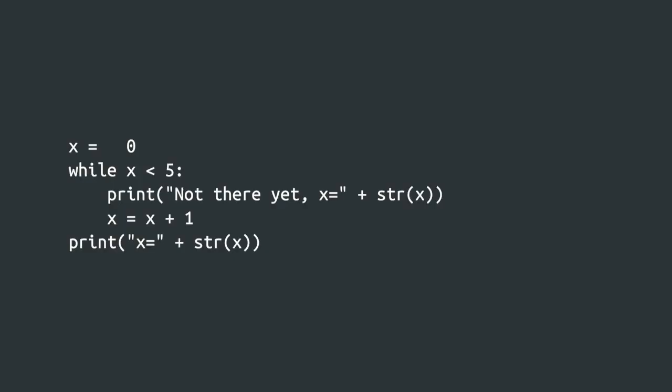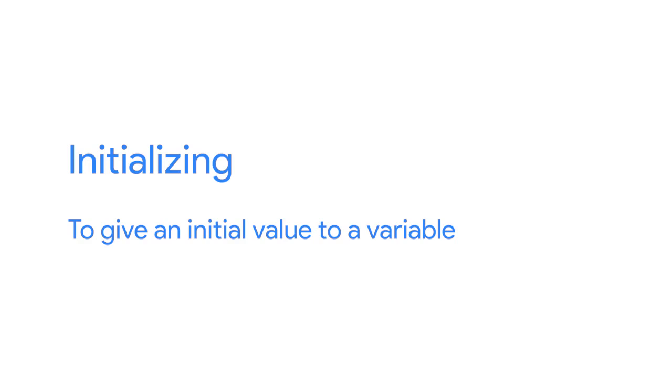Check out this program. Can you guess what it does? Before we execute it to find out, let's go through it together line by line. In the first line, we're assigning the value of 0 to the variable x. We call this action initializing, to give an initial value to a variable.